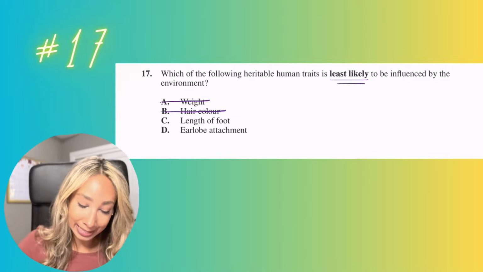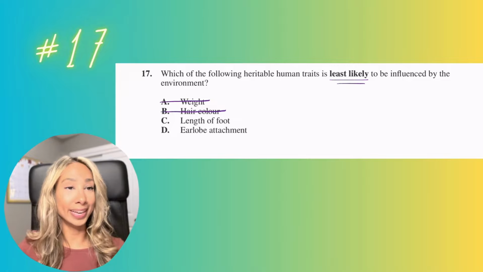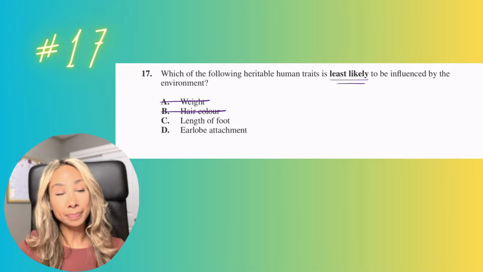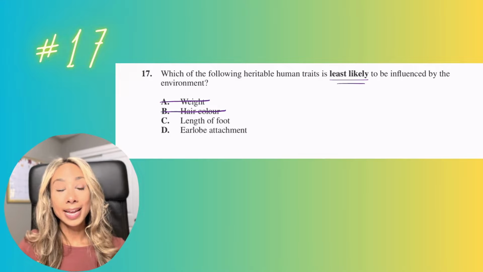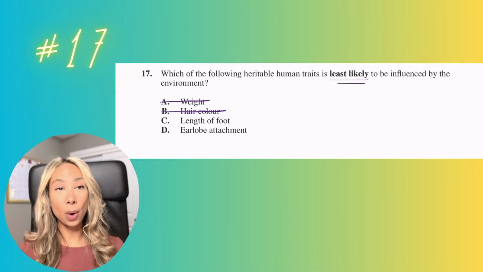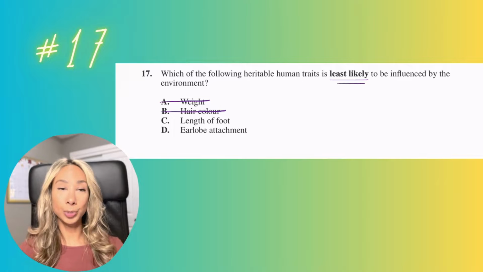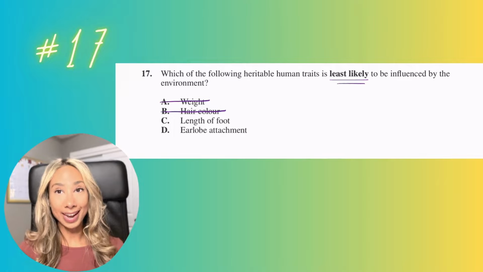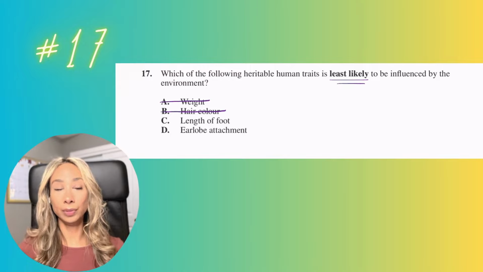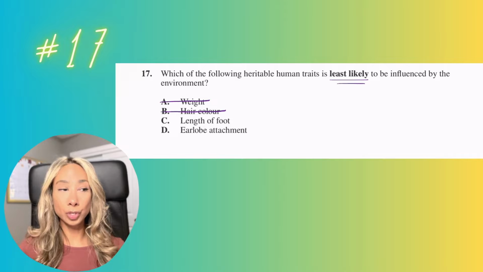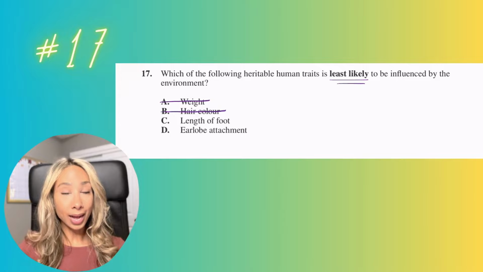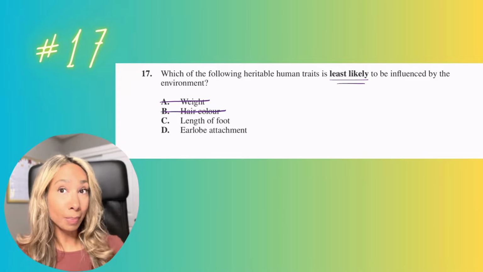And we want to know which one is least likely to be influenced by the environment. Length of foot. The length of foot can be mostly genes. However, anything that goes back to that continuous variation, that is height or size, can be somewhat shaped by the environment. So the example of that, in case you're confused about that one, would be the more people, especially children and teenagers, have access to food and resources, the more they're going to reach their maximum growth.